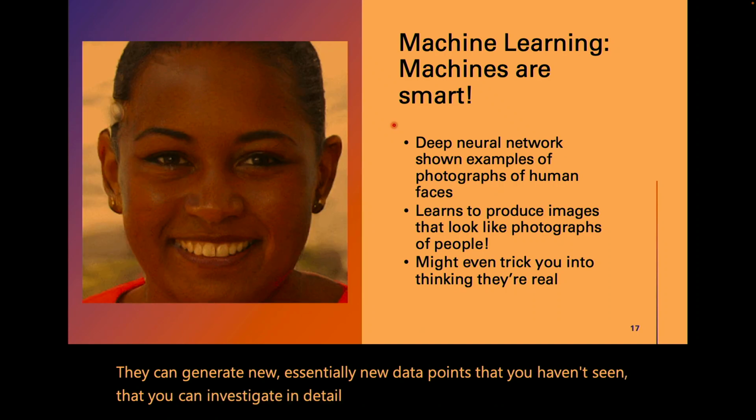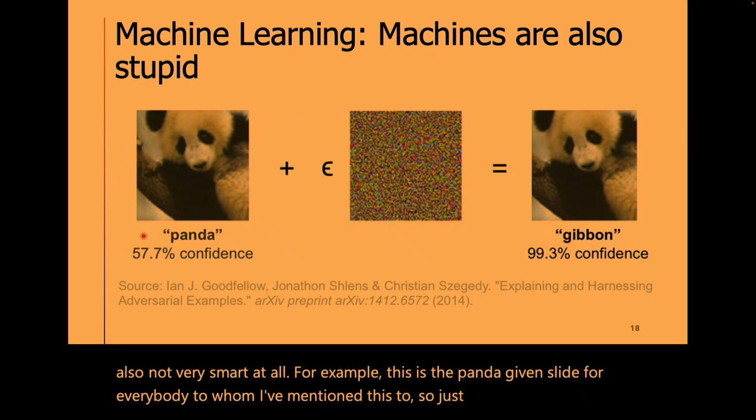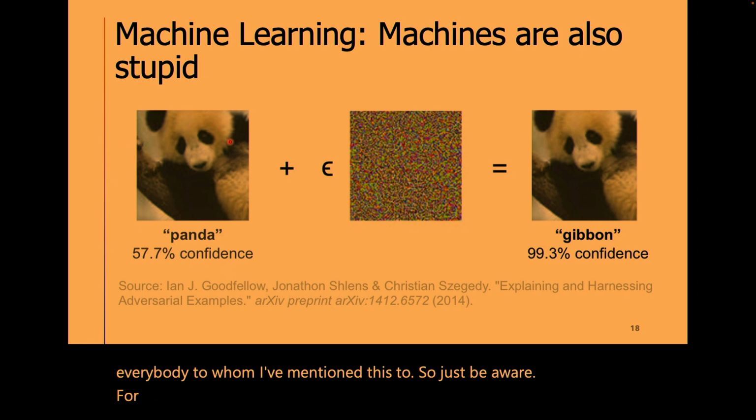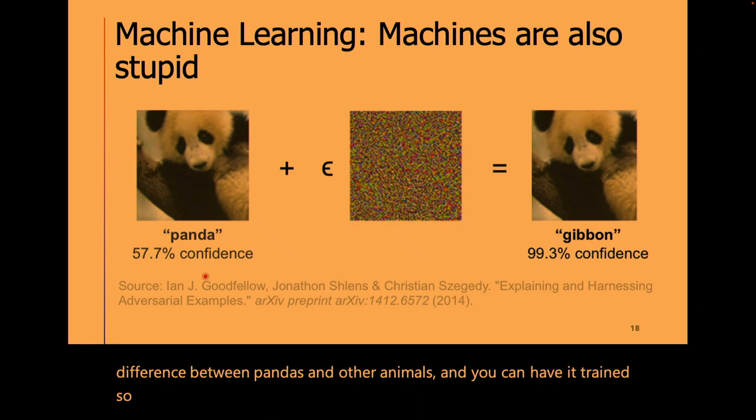However, it turns out the machines are also not very smart at all. For example, this is the panda gibbon slide for everybody to whom I've mentioned this, so just be aware. You can teach a machine learning model to tell the difference between pandas and other animals. And you can have it trained so that it will see this image and say, that's a panda. I'm fairly confident it's a panda.